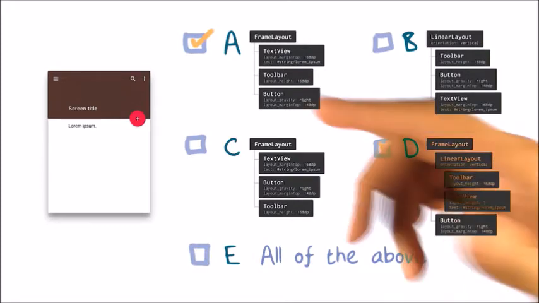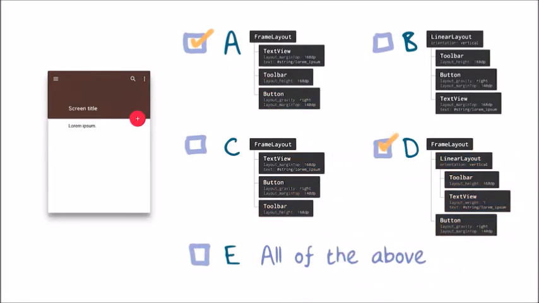So the answer is A and D. Let's first take a look at why B and C wouldn't work. For B, because the button overlaps the toolbar and the content view below, you can't really use a linear layout, because in linear layouts, children can't overlap. For C, because the button needs to appear above the toolbar, it can't be the middle child. It would need to be last.